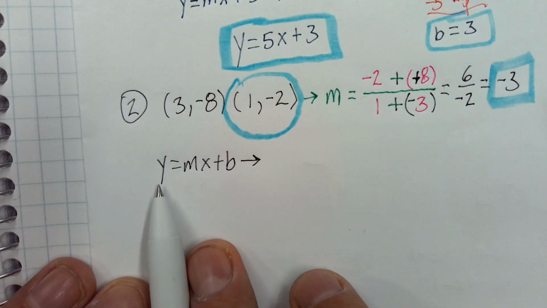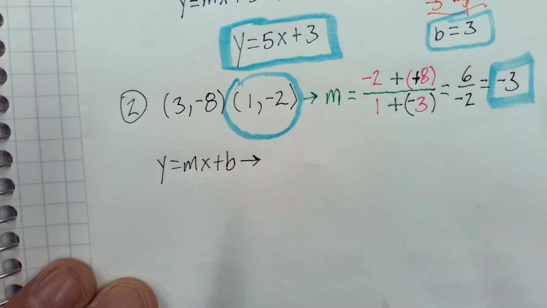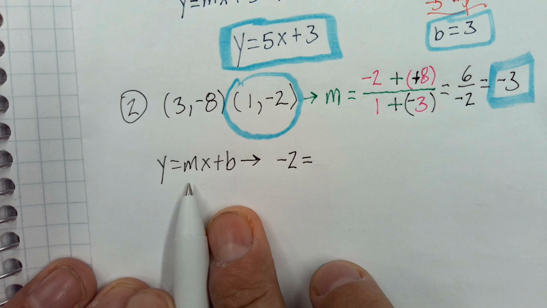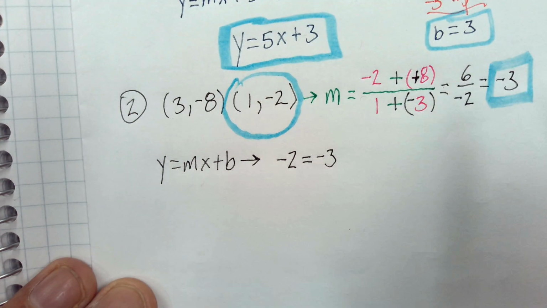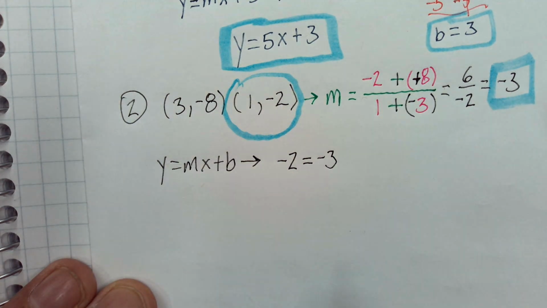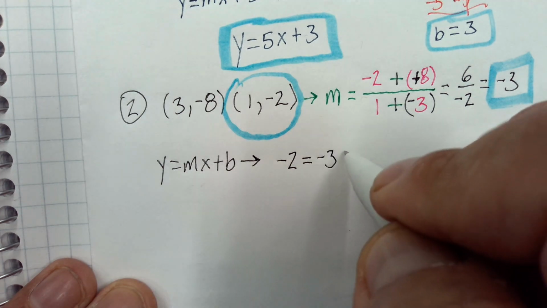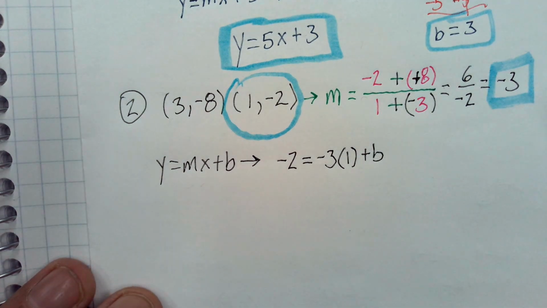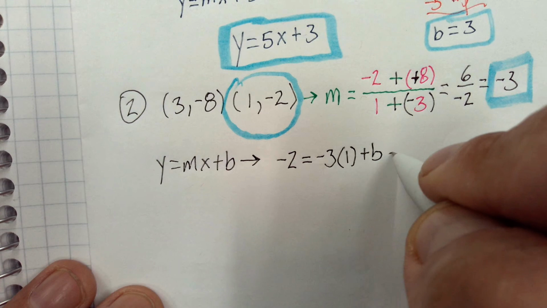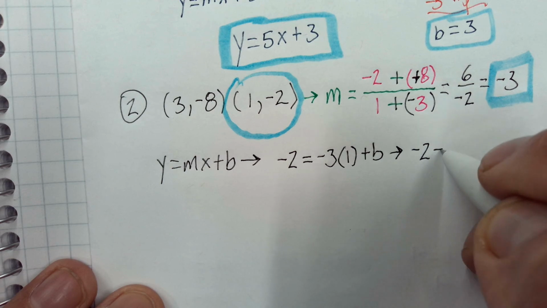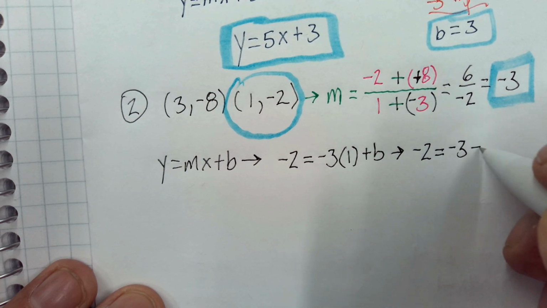So we're going to replace y first. With what number? I'm picking this one, so -2 equals m, but instead of m, I'm going to put the slope, which is -3. Instead of multiplying it times x, we multiply it times 1. And we'll simplify this. -3 times 1 is -3, so we get -2 equals -3 plus b.